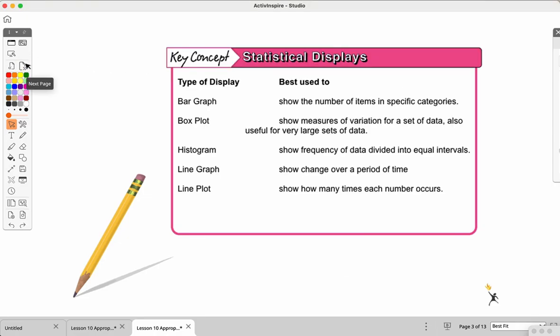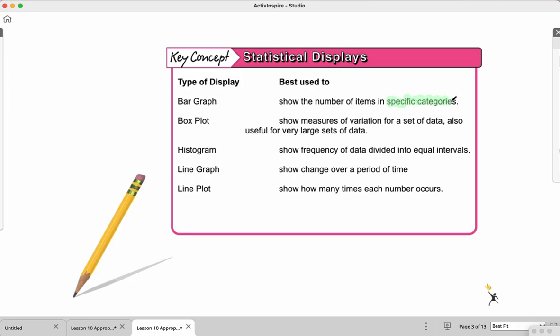Okay, so there are 5 graphs we're going to look at. Bar graph, that's a new one that we didn't talk much about, but we've looked at it and we discussed it back with our line plot. It shows numbers in specific categories, really the key being the idea of the specific category. It can be qualitative data, so not numerically based.